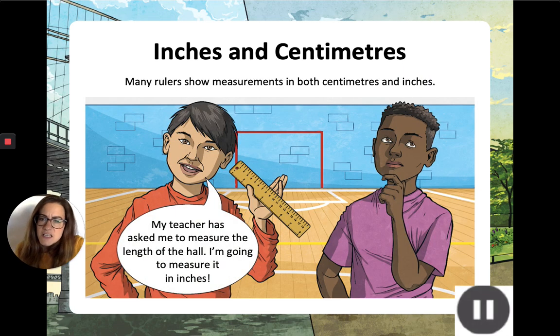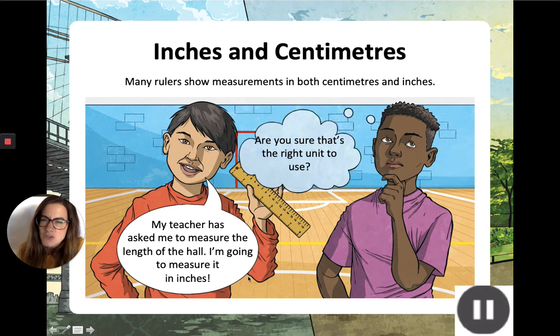So let's see what this problem says. My teacher has asked me to measure the length of the hall. I'm going to measure it in inches. Are you sure that's the right unit to use? Pause the video, have a think. Do you think that's the right measurement to use?